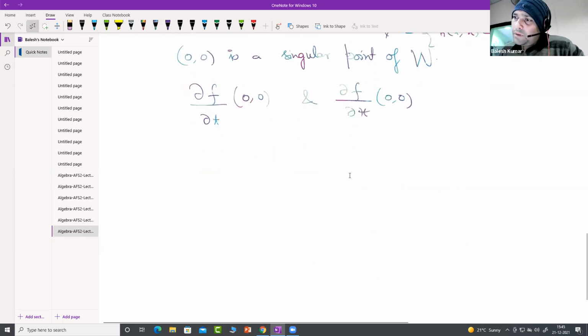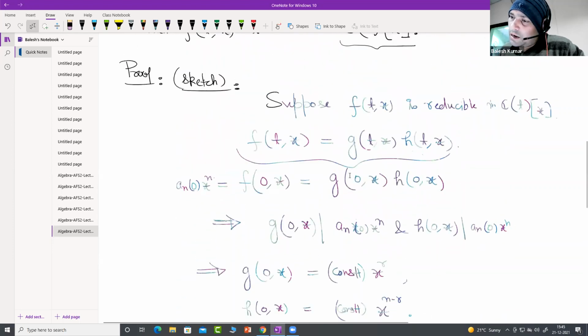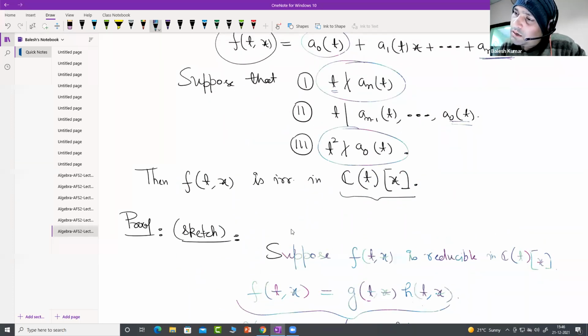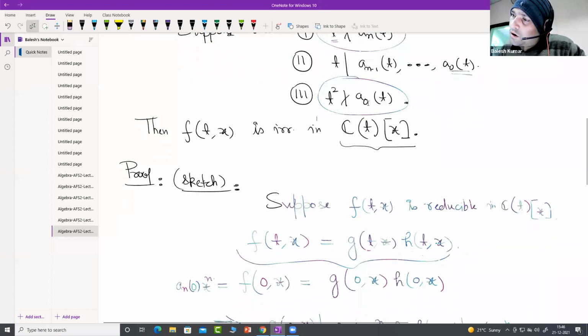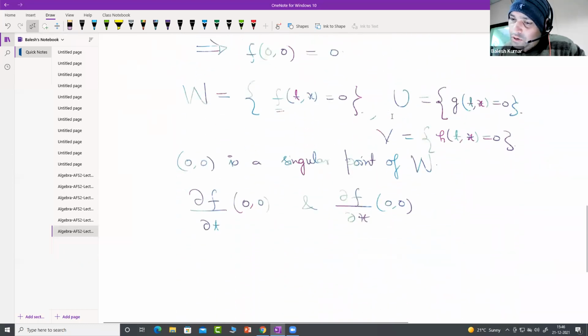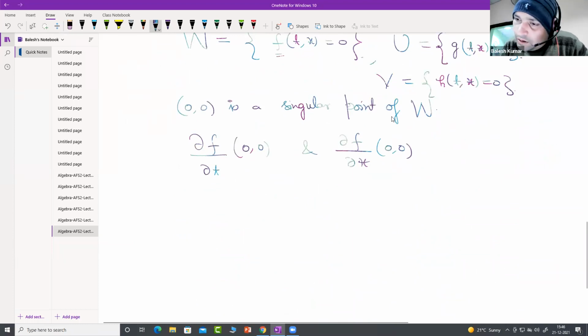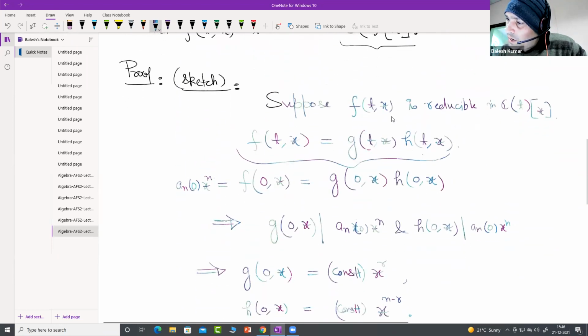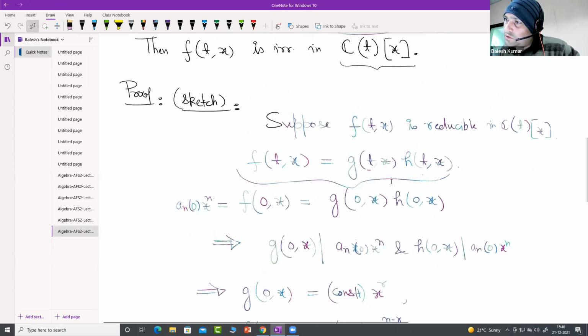And now our aim is to somehow show a contradiction, and since we are following the steps from the Eisenstein criterion in the case of integer polynomials, we should get a certain contradiction to this fact. So in order to recover a naught, what we can do is take the derivative of f with respect to t. Taking del f over del t at 0, 0, we treat x as a constant and take the derivative with respect to t.